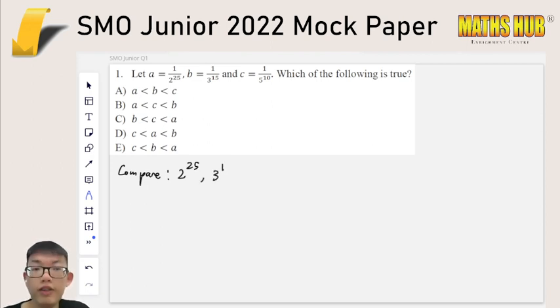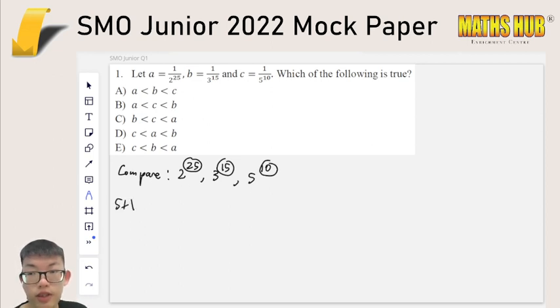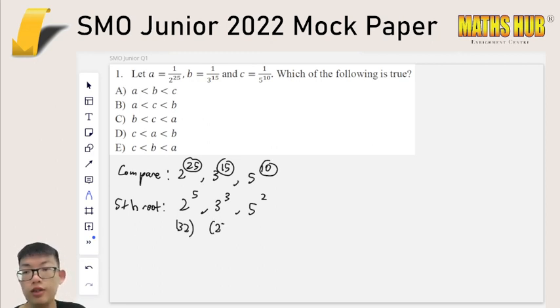2 to the 25, 3 to the 15, and 5 to the 10. Now, how do we compare these is pretty standard because all the powers are multiples of 5. So we can take the 5th root of everything, which is another way of saying divide all the powers by 5. You have 2 to the 5, 3 cubed, and 5 squared. Now, these are of course very small, so now we can calculate them. This is 32, 27, and 25 respectively.